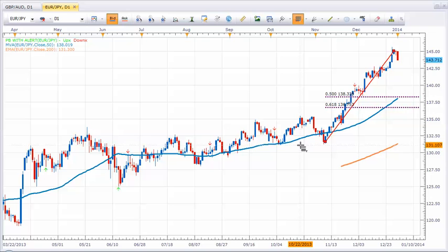So this gives us an idea, and here we see confluence of the 50 simple moving average and the 50% retracement of this move. We're still clearly pretty far away from that. What's this? At least 500 pips, so probably closer to 600 pips, 550. So it's a waiting game for Euro Yen.